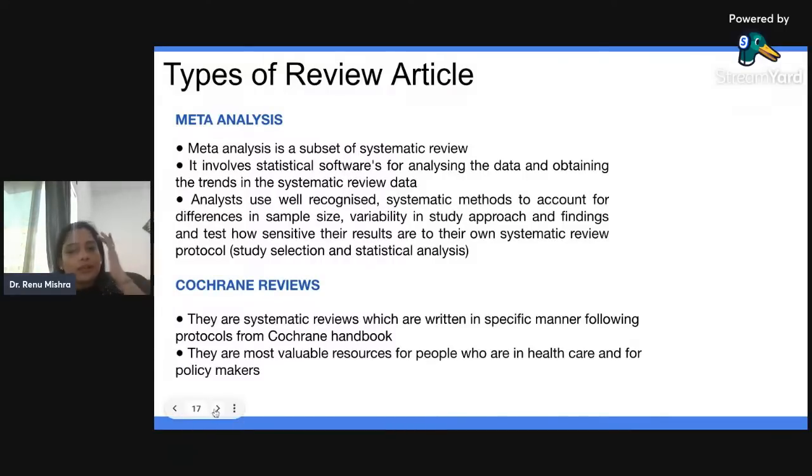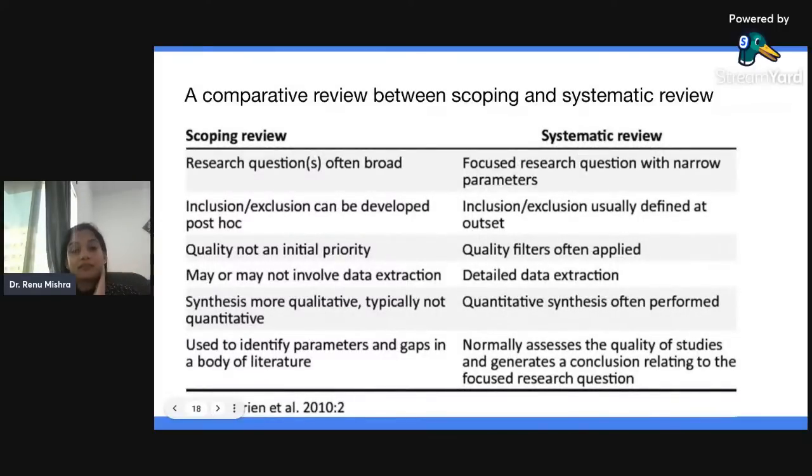Okay, all right. Now there's a quick comparison between scoping and systematic review. Research questions are quite broad in scoping review, and in systematic review we have quite a focused one. In scoping you can develop the inclusion and exclusion criteria afterwards, whereas in systematic review you develop them beforehand. So this is the difference between scoping and systematic, which you can refer to later, since we have understood scoping and systematic review in detail.